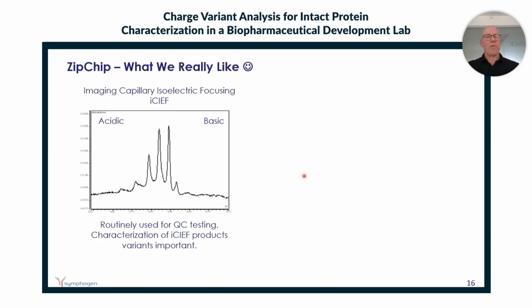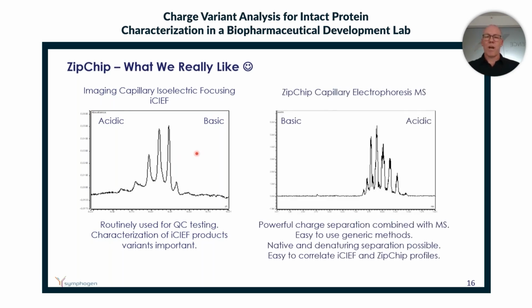And this is an example of what we see when we do release testing in the QC lab. So we don't do release testing internally at Symphogen. We're a development lab. So as soon as we go into the clinic, we outsource the production and the release testing of our product. And imaged capillary isoelectric focusing is one of the charge variant analyses that we always use on our specification. So when we release a GMP batch for clinical testing, it's released with a profile that looks like this.